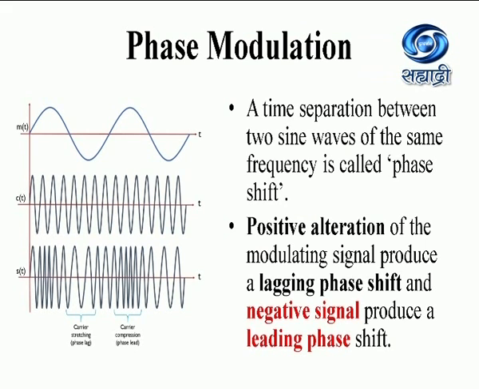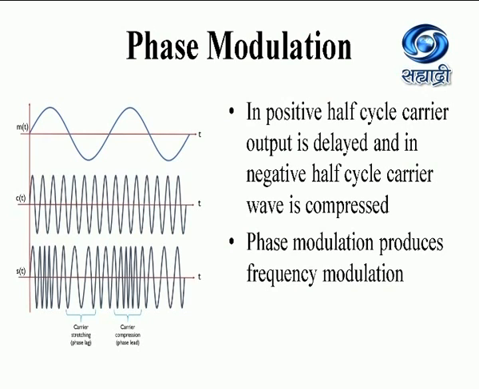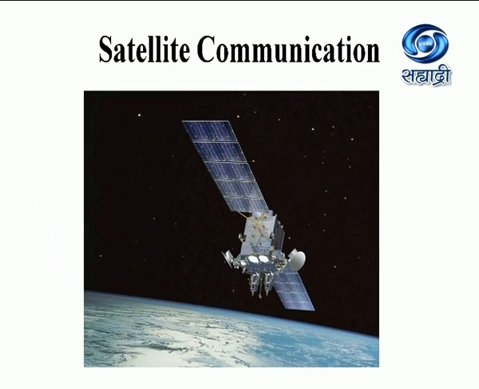The positive alternation of the modulating signal produces a lagging phase shift, meaning there is carrier stretching in the positive alternation, that is the positive half cycle. In the negative half cycle, the phase shift is a leading phase shift, that's why carrier compression is there. Means, in the positive half cycle, the carrier output is delayed, and in the negative half cycle, the carrier wave is compressed. So phase modulation produces frequency modulation. That's why this is called indirect FM, because the output of frequency modulation and phase modulation are the same. So till now we have completed amplitude modulation, frequency modulation and phase modulation.